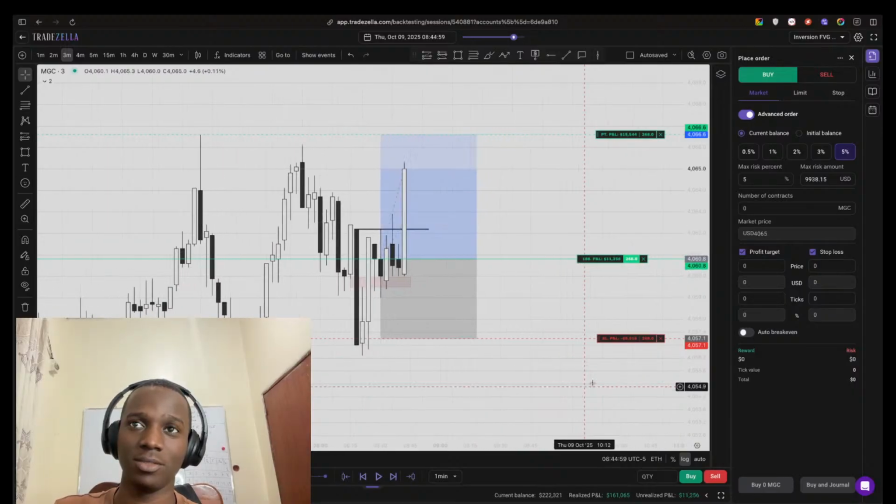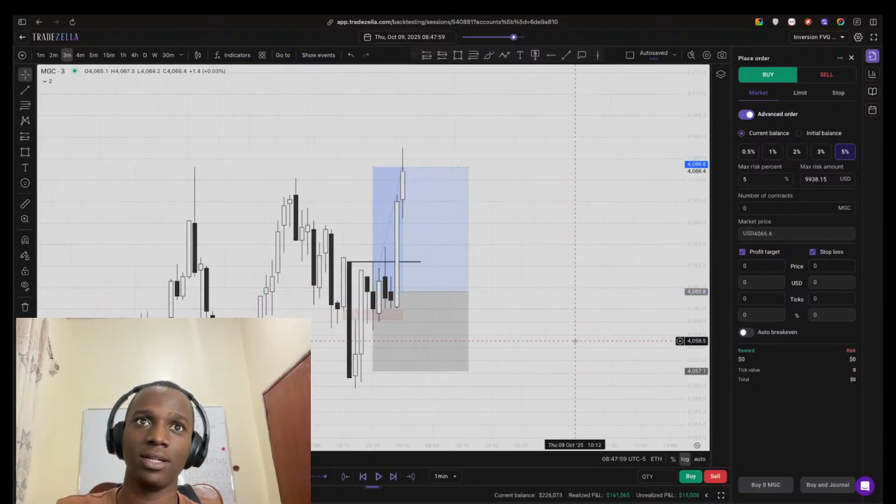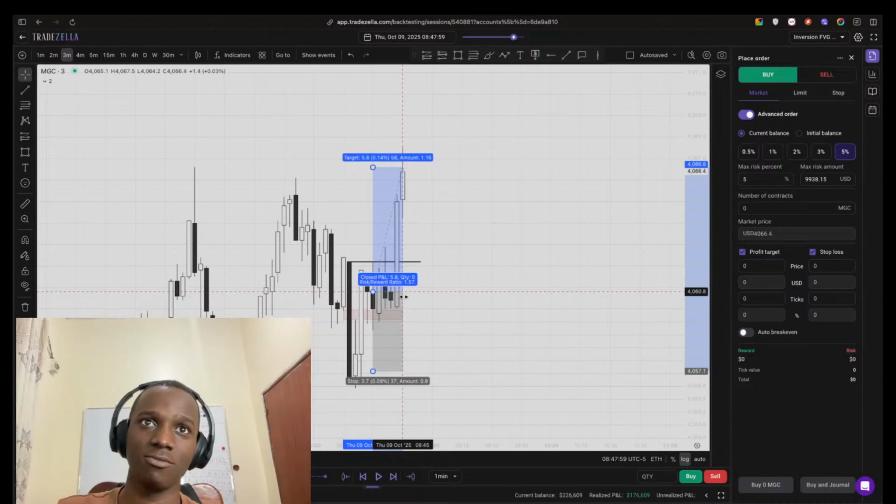Looks like price is displacing kind of slowly. Okay, now here we can move to break even, and bang, take profit gets hit for a 1.5R.